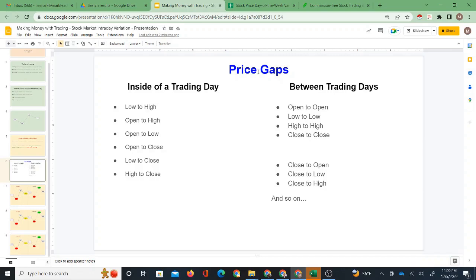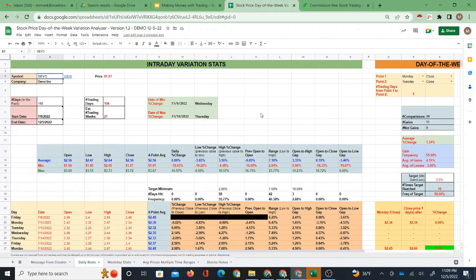So in this video, I'm going to look at price gaps and stock prices. This is actually important for finding profitability in small amounts of time and short spaces of time. And I'm going to use a Google Sheet that I created to help analyze these gaps and give you a few examples of stocks for that.